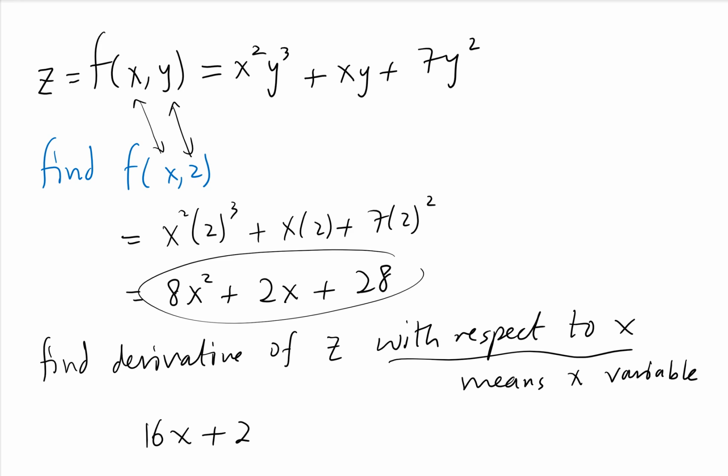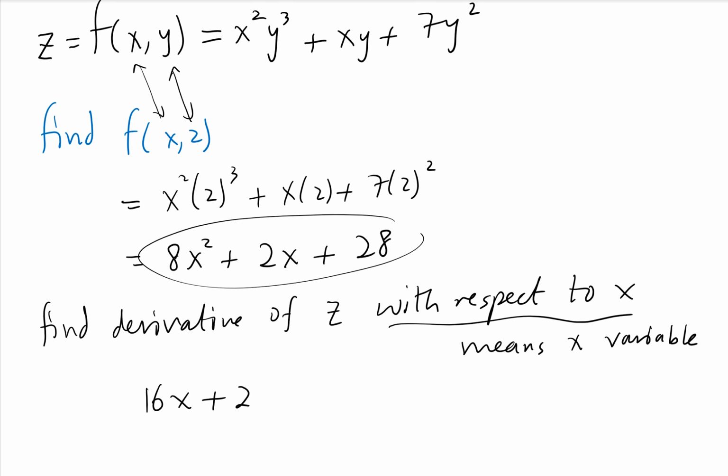Now what happens to the y? The y is gone. We replace the y with 2. So what happened to that 2? Well, it showed me that it's a constant that I selected. How about if it's not a constant? How would you find the derivative of that function with respect to x?